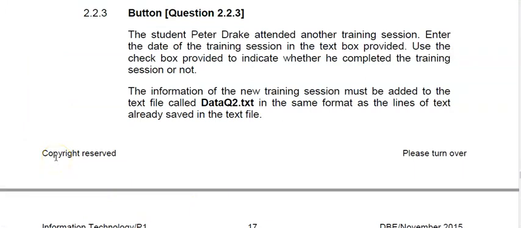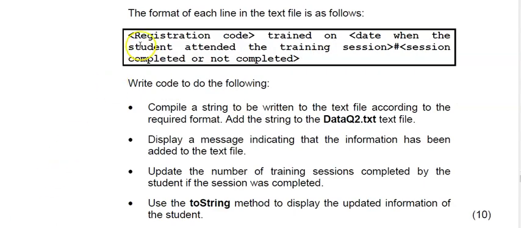In this button, we are asked to add a training session as entered by the user in the text box provided and then add that to our text file. It's important to make sure that you still match the format as it was written to the text file previously. So they've given you the example there at the top. Now you need to write code to compile a string to be written to this text file and add it.